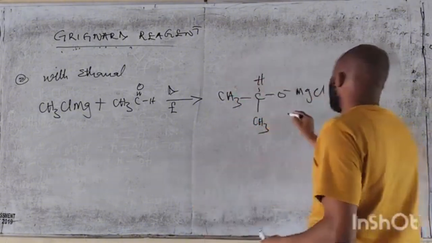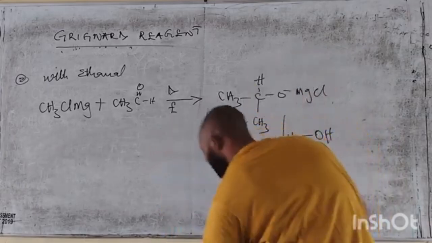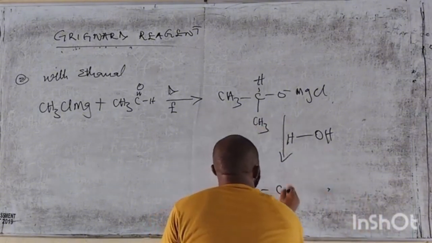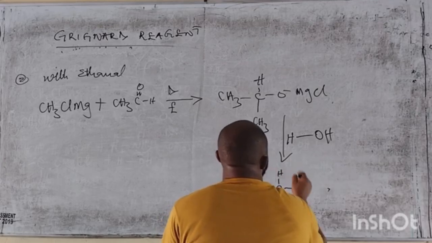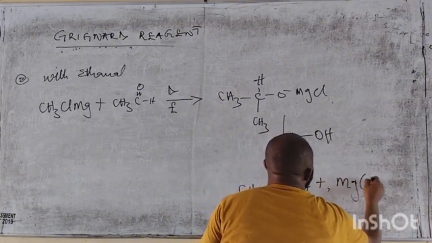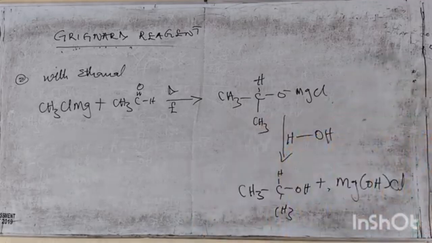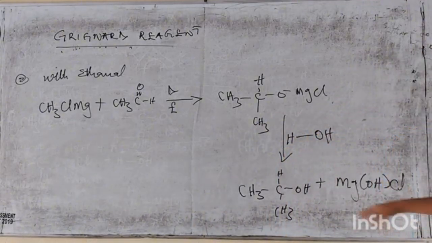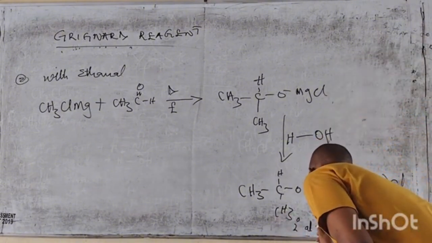Now, in the presence of water, I will have my CH3, C, hydrogen up, CH3 down, OH plus MgOHCl. This is what we get now. Now this is a secondary alcohol. This secondary alcohol.